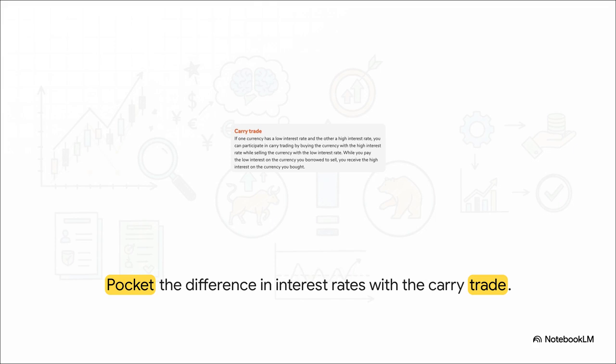A classic fundamental strategy that captures this dynamic perfectly is something called the carry trade. In a carry trade, you buy a currency with a high interest rate and you simultaneously sell a currency with a low interest rate. The goal here isn't just about waiting for the price to move up or down. It's to actually pocket the difference in those interest rates over time. It is all about following that fundamental macroeconomic flow of capital.